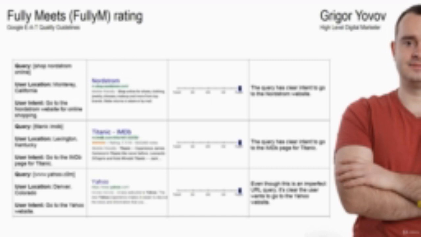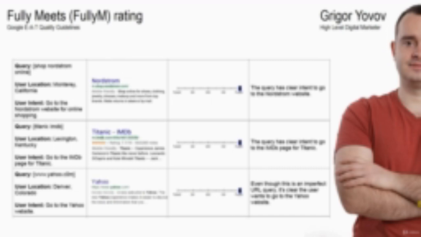the user need. The second example is Titanic IMDb, and it's from Lexington, Kentucky. User intent: go to the IMDb page for Titanic. You can see that it's exactly the page the user wants, and the query has clear intent to go to the IMDb page for Titanic, so it gets this fully meets rating.